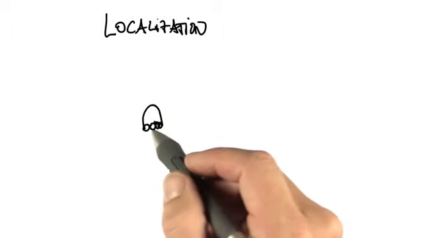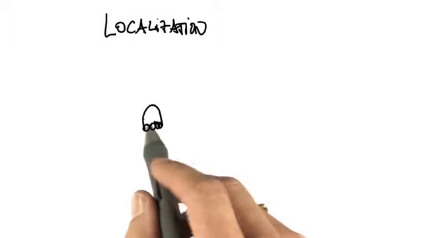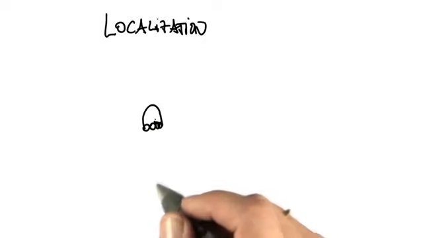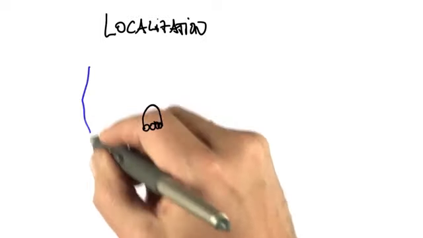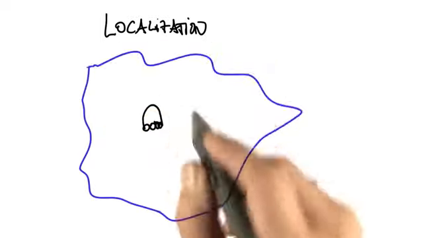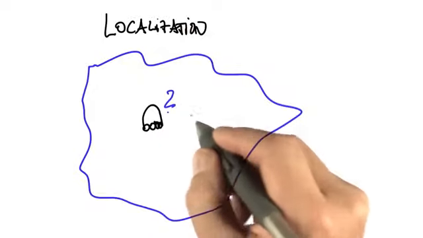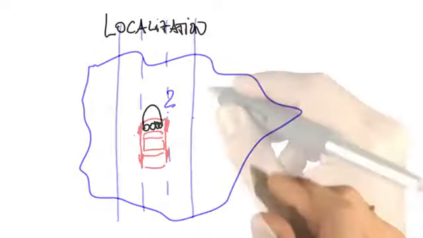The very first problem I'm trying to solve is called localization. And it involves a robot that's lost in space. It could be a car, it could be a mobile robot. So here's its environment. And the poor robot has no clue where it is.